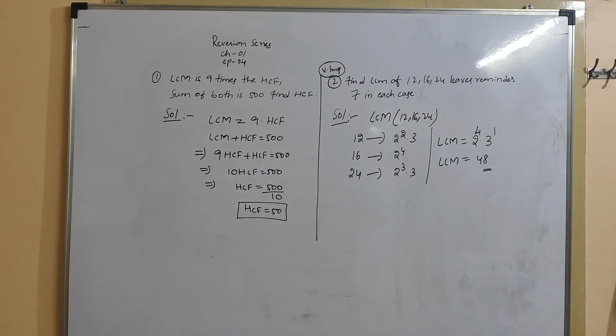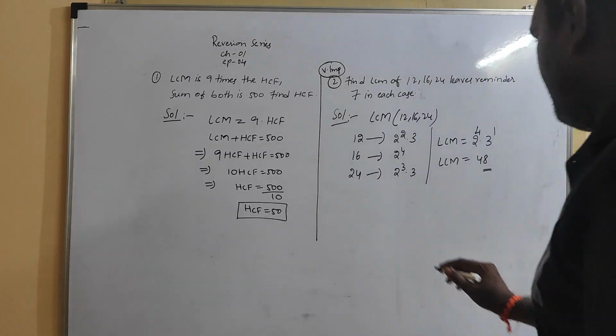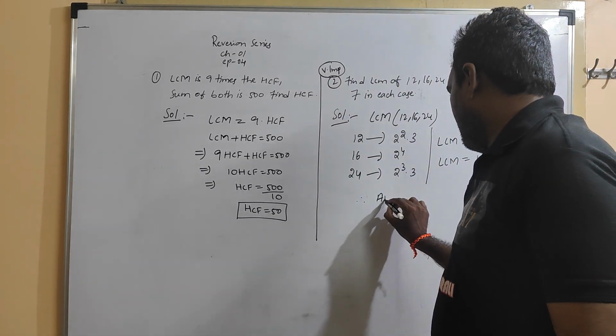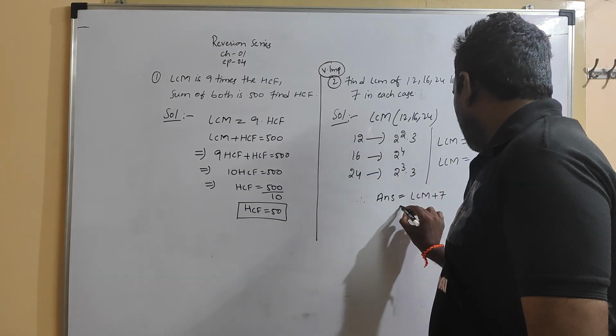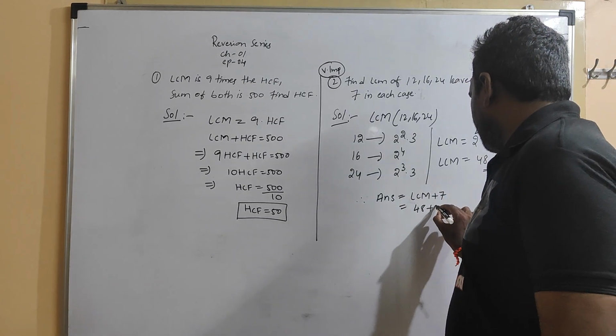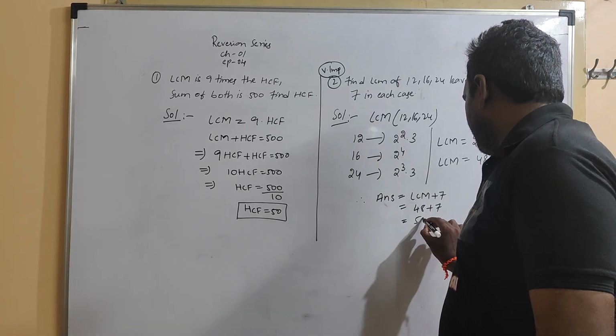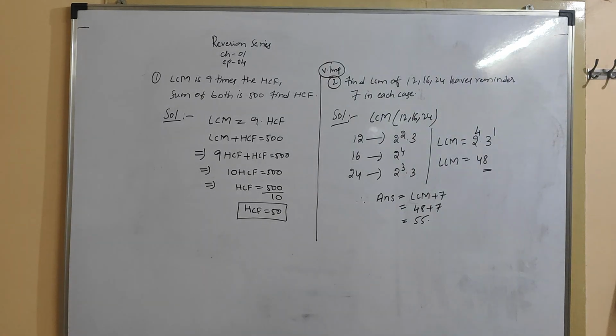After getting LCM, you should not stop here. Sometimes in the options you will also have 48. You should not keep 48 as the answer. An extension of the question is given: leaves remainder 7 in each case. So therefore answer is equal to LCM plus 7. What is LCM? 48 plus 7, that is equal to 55. Answer is 55. Am I clear regarding this? Answer is 55.